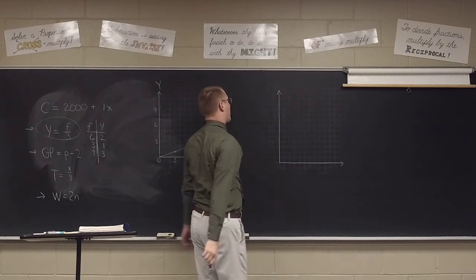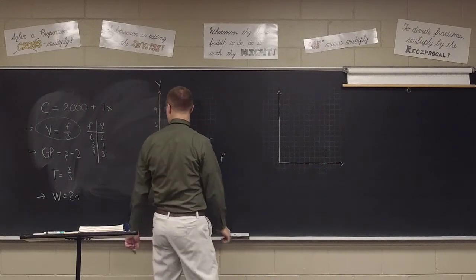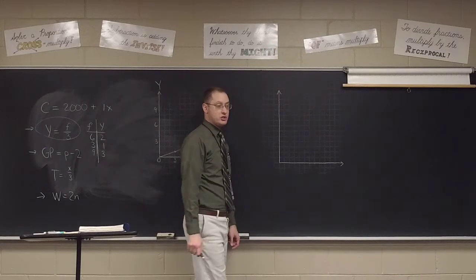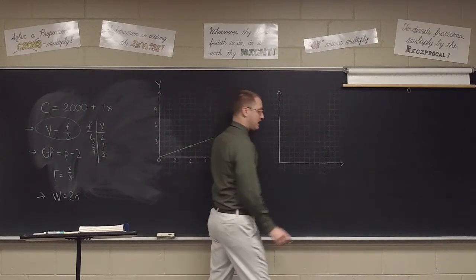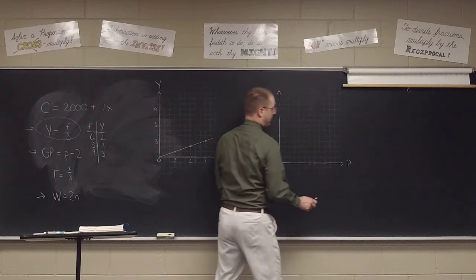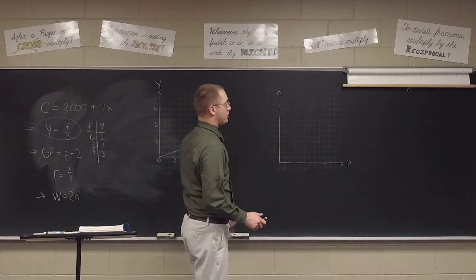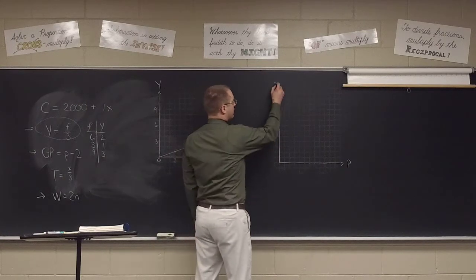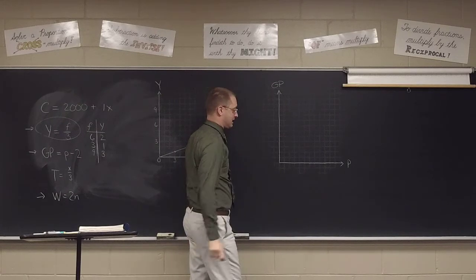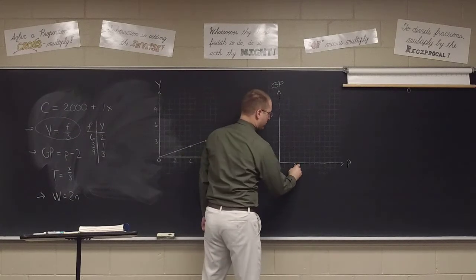But we're not going to have x and y axes here. Instead, my horizontal axis, class, is going to be the P axis. That's the selling price. And the vertical axis is going to be the GP, gross profit axis. Of course, 0's still the origin.